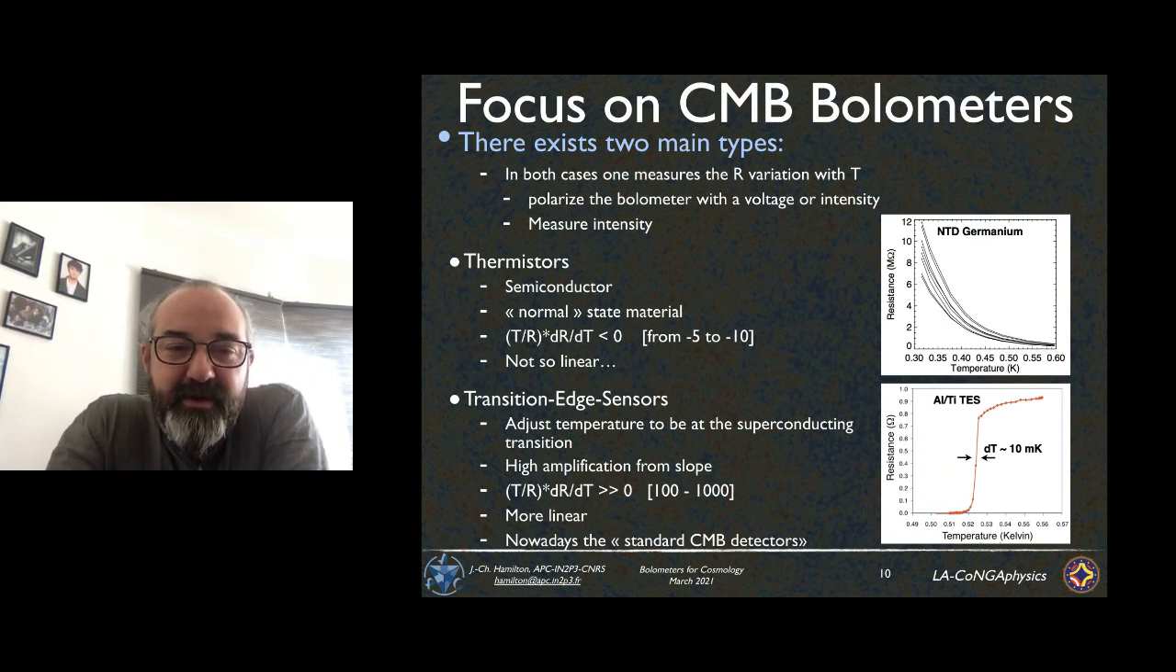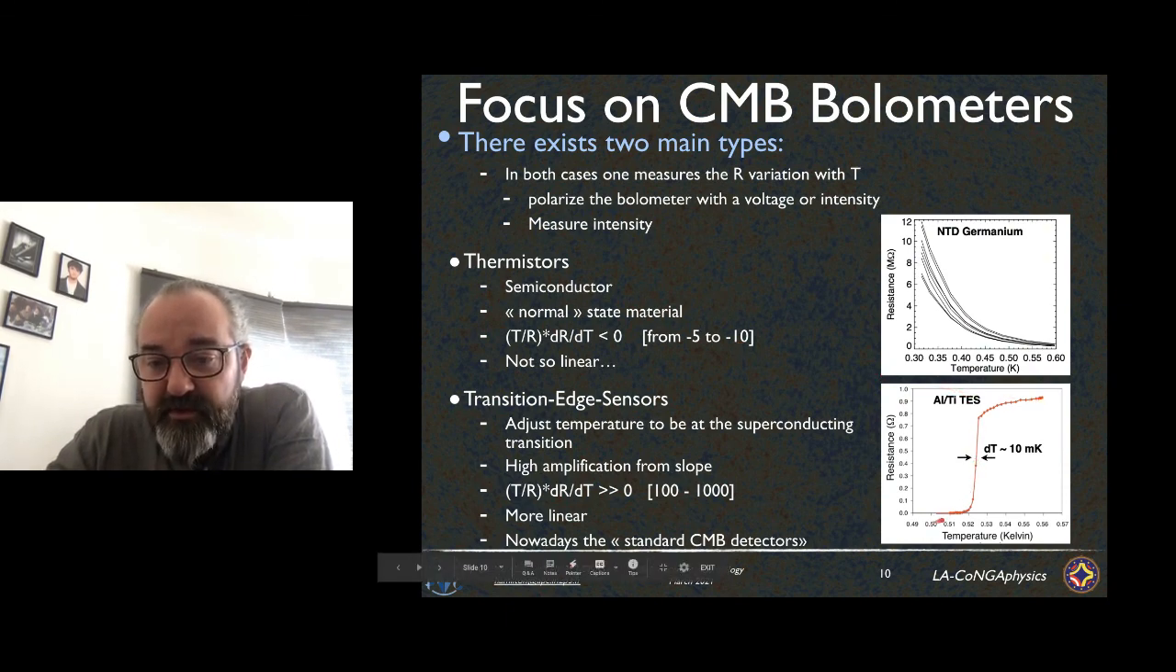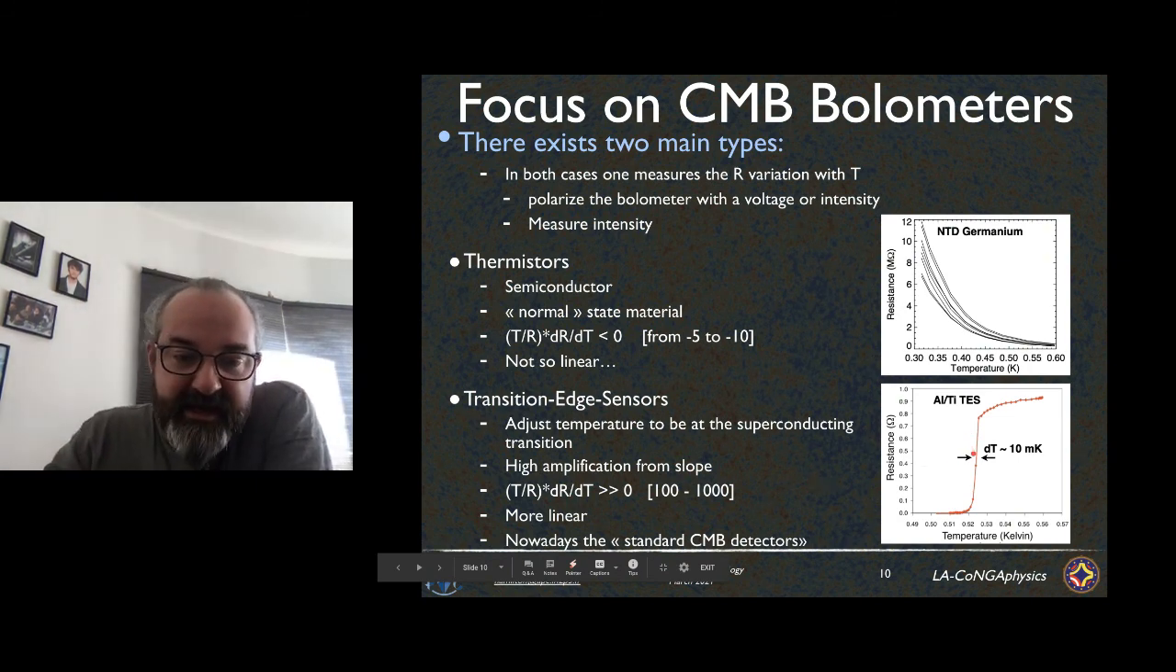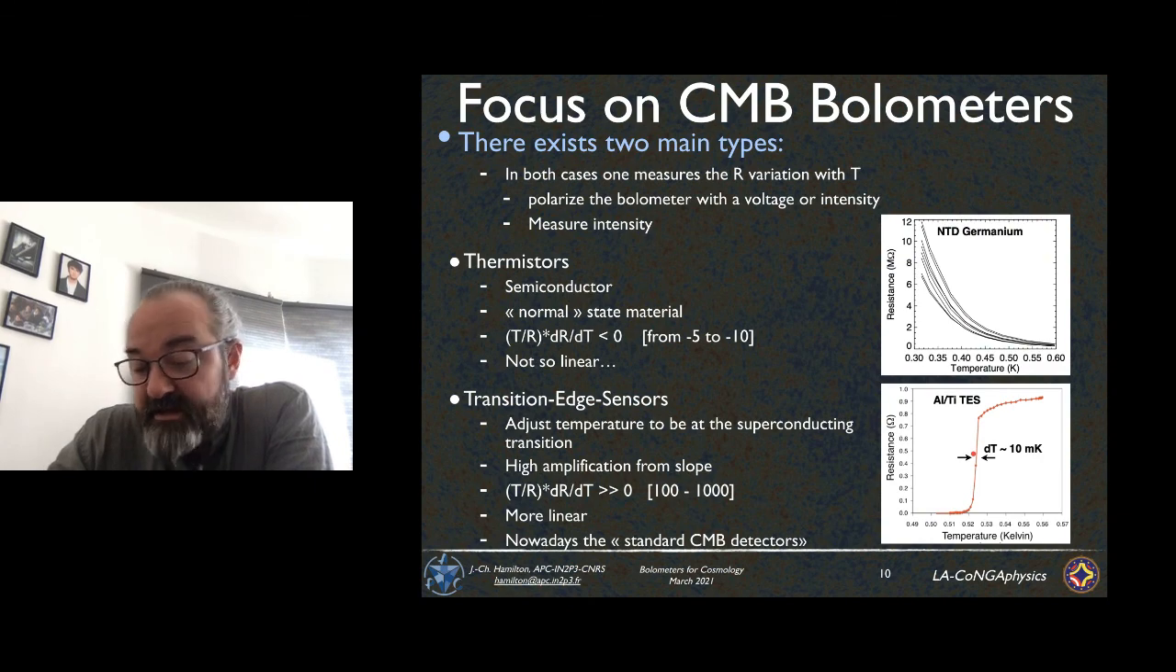The second type of bolometers are the transition edge sensors. In that case, we use a material that is exactly in its transition from superconducting to normal, which means that we have a very high slope here, which means a high amplification, of the order of 100 to 1000. They're much more linear, as we will see in a moment, and they're basically now the standard CMB detector as of today.